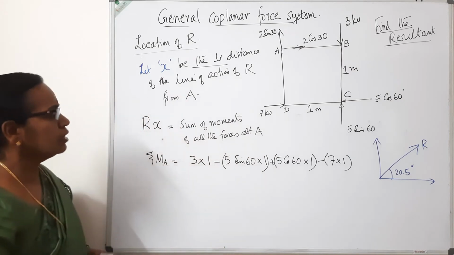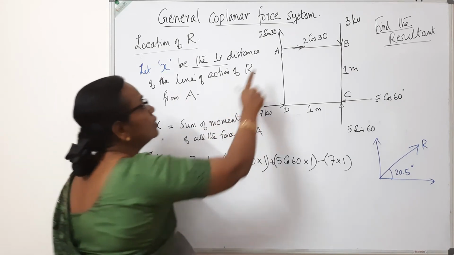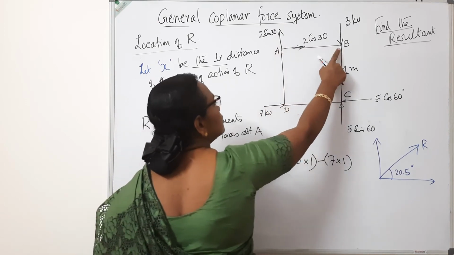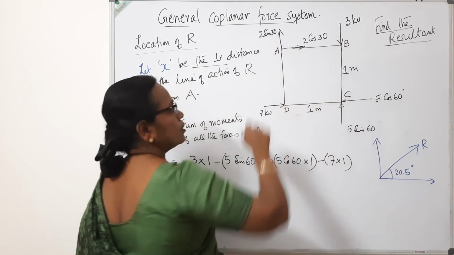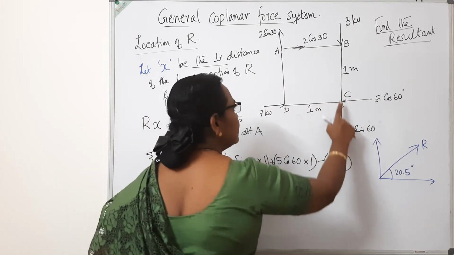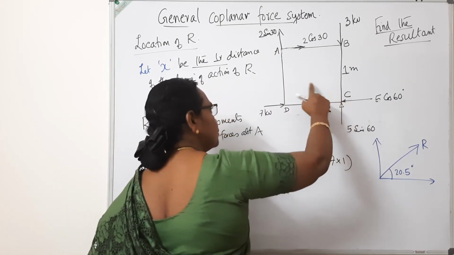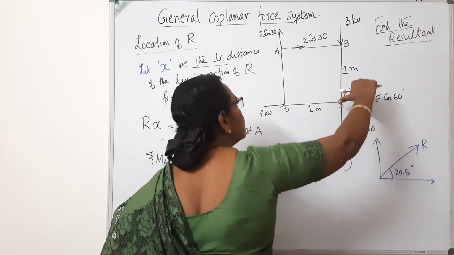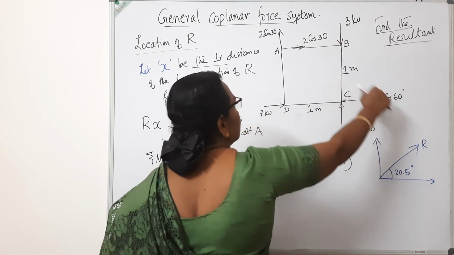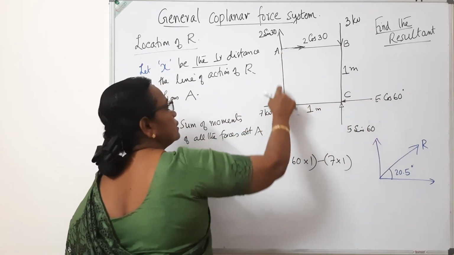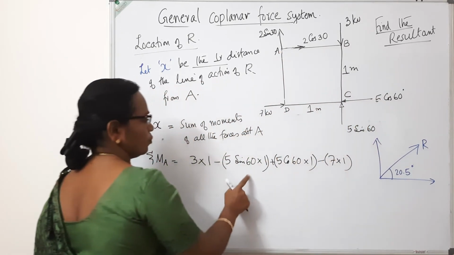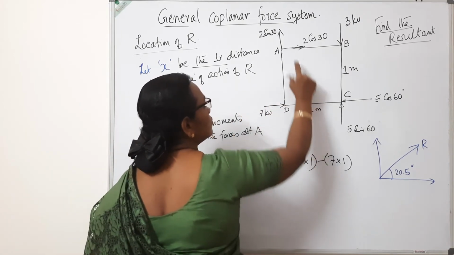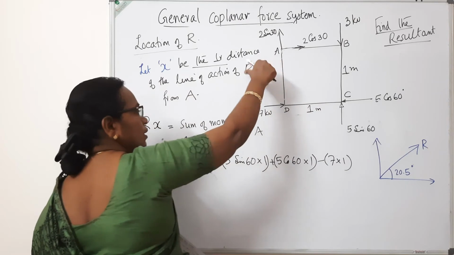So I'll repeat once again. Moment of the forces about A: this doesn't have any moment, both components pass through A. For this, 3 into 1, clockwise moment. For this, 5 sin 60 into 1, anti-clockwise moment. For this, 5 cos 60 into 1, line of action of the force into perpendicular distance 1 meter, 5 cos 60 into 1 is clockwise. This 7, this is the line of action of the force, this is the perpendicular distance, 7 into 1, anti-clockwise.